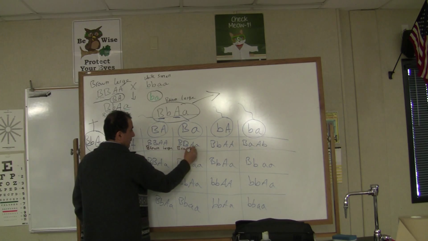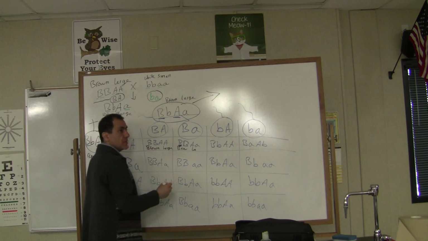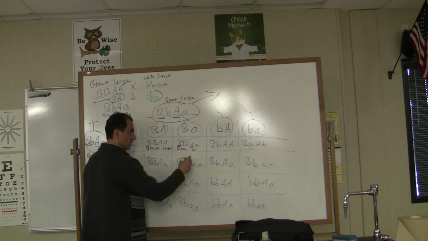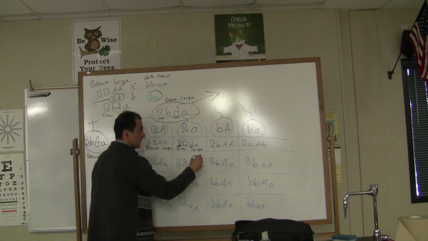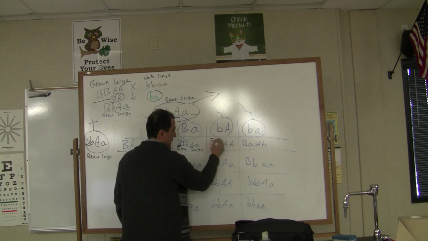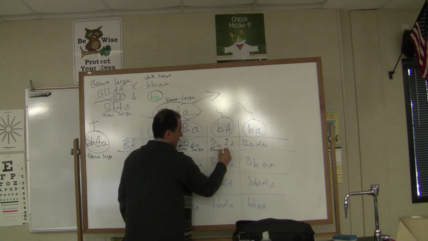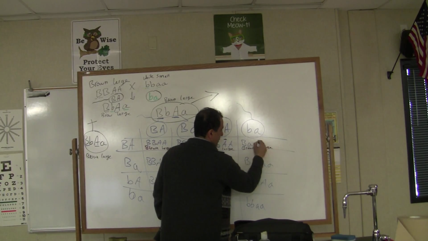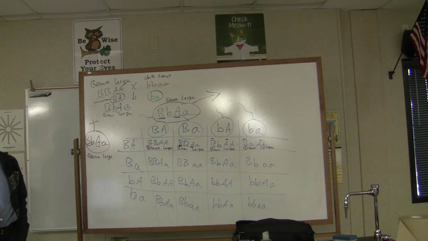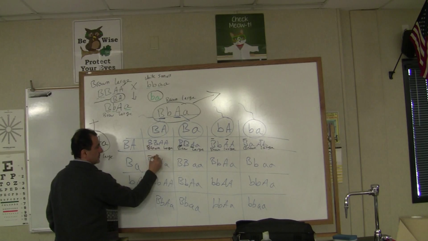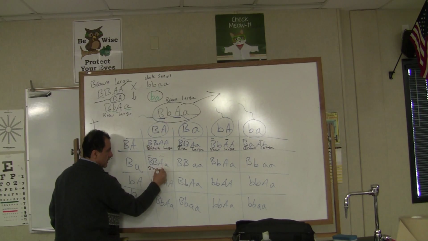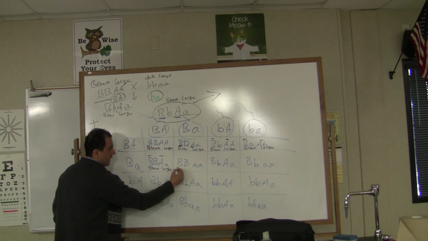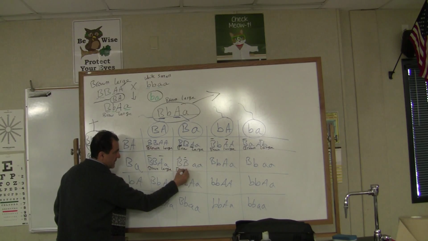This one, what? Brown, large. If it has capital B, it must be dominant. It's brown. If it has capital A, it is dominant. It is large. Am I making some sense? It has capital B, capital A: brown, large. Do I make sense, everybody, so far? How about this one? Brown, large. Right? What about that one? Brown, for sure, right? Capital B, and what is this one?